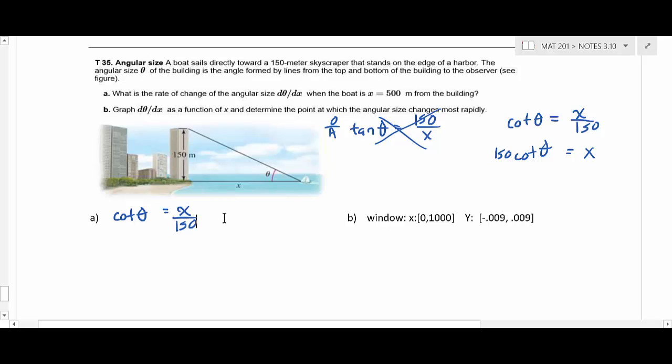What we're going to do on this is find d theta over dx. You're finding the rate of change. I got it fixed. I just played with it, pressed buttons, and it came on eventually. Okay, thank you.